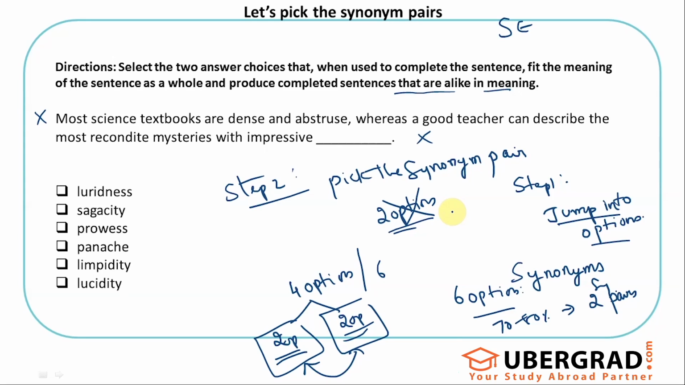What is the thing that we're saying? First, step 1, jump into the options, pick the pairs, see these 6 words, right? Pick the pairs. What I would ask you again is to pause the video and try on your own if you can pick the pairs. See how many pairs are there.